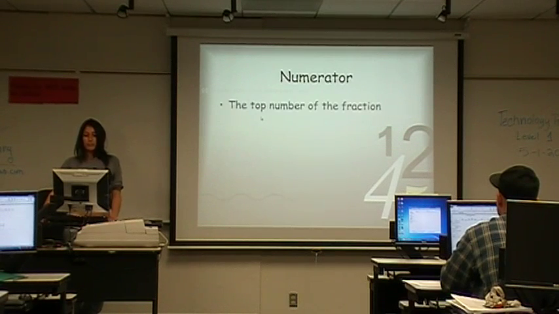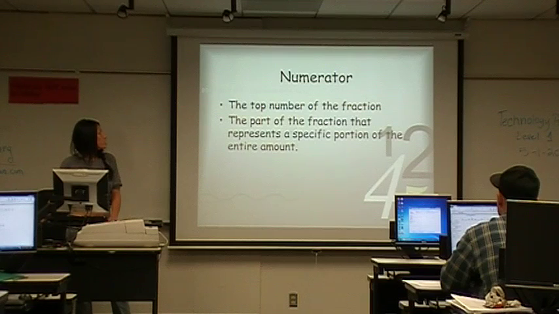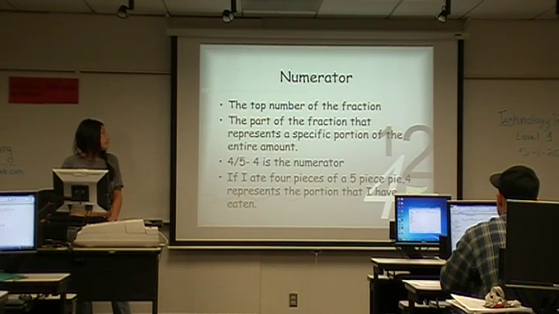So the numerator. The numerator is defined as the top number of the fraction. It's the part of the fraction that represents a specific portion of the entire amount. So 4 is the numerator of 4 out of 5. And if I eat 4 pieces of a 5-piece pie, 4 would represent the portion that I've eaten.